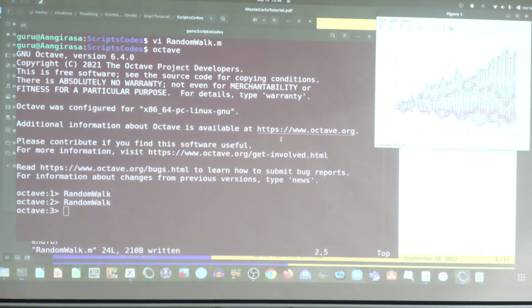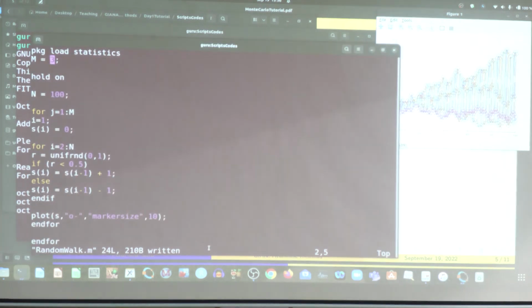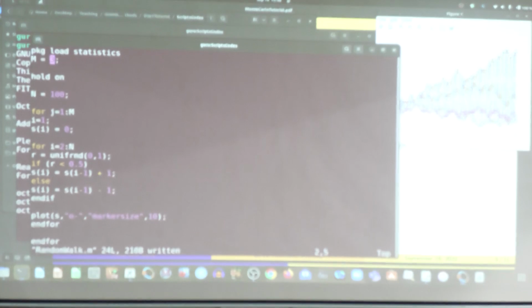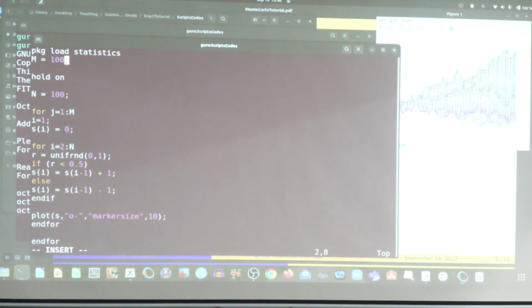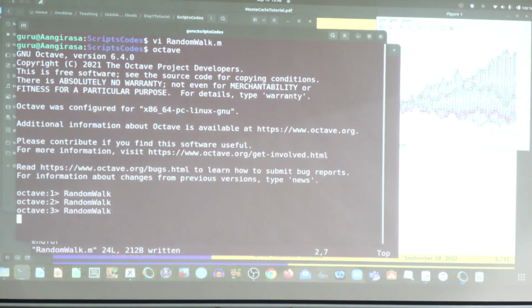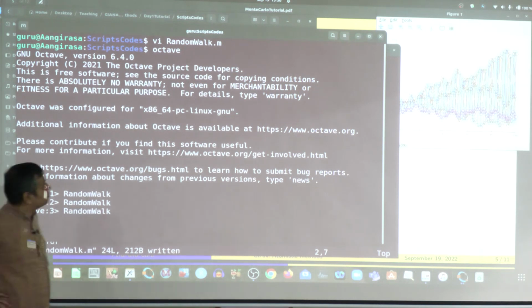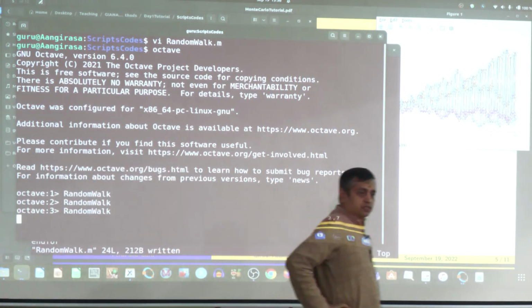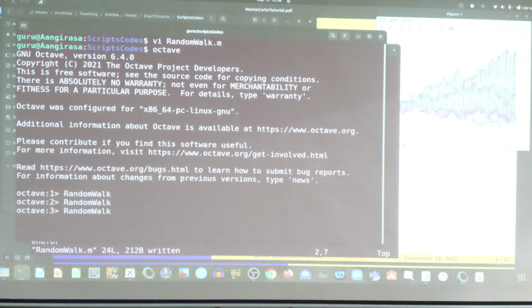Now, let us run actually what we wanted to run, it is going to take some time. I am going to take 100 random walks with 100 steps, and I want to see how this curve looks like. It will come in a while.